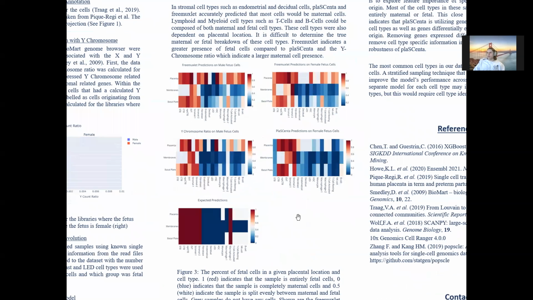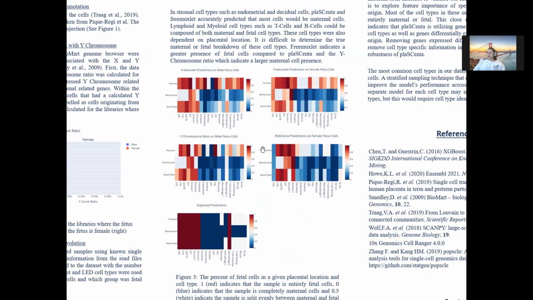So as you can see here, using a heat map where 1 indicates that the sample was 100% fetal cells, 0 indicates that the cells were completely maternal cells. And then you can see we have the different methods across the different subsamples where those methods are applicable. And we have at the bottom here the expected predictions from prior knowledge of what the breakdown looks like. So first, cell types that are completely fetal include trophoblasts, which are the first 4 cell types in each heat map.